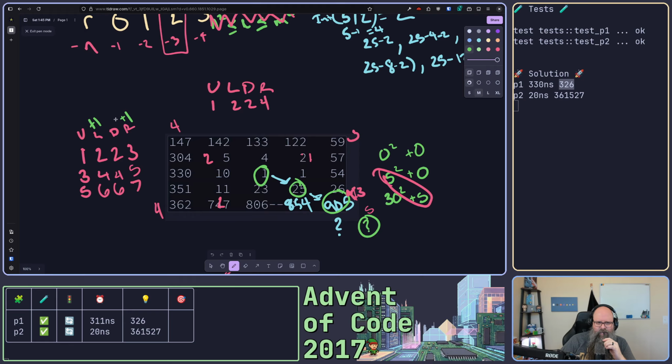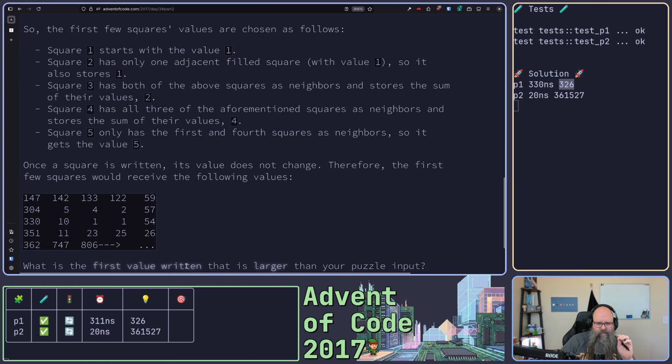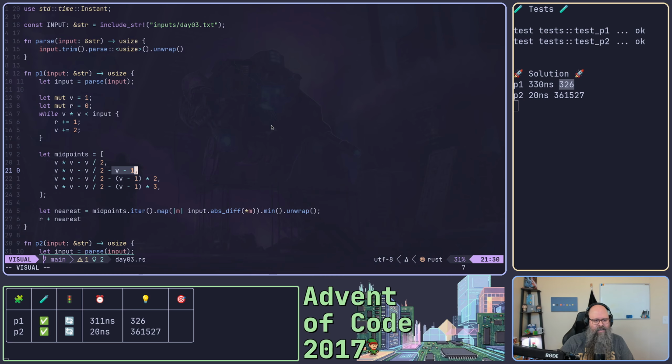And we increment when we hit left and right. I've spent so much time doing this. What is the first written value that is larger than the puzzle input? So we're going to keep going until we find a value that's larger than this. Okay, I want to start working on this. Let's just start.